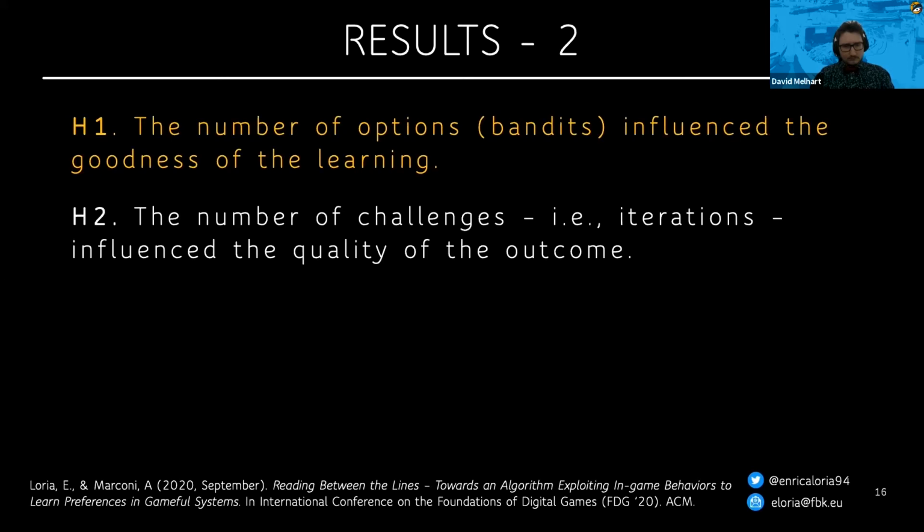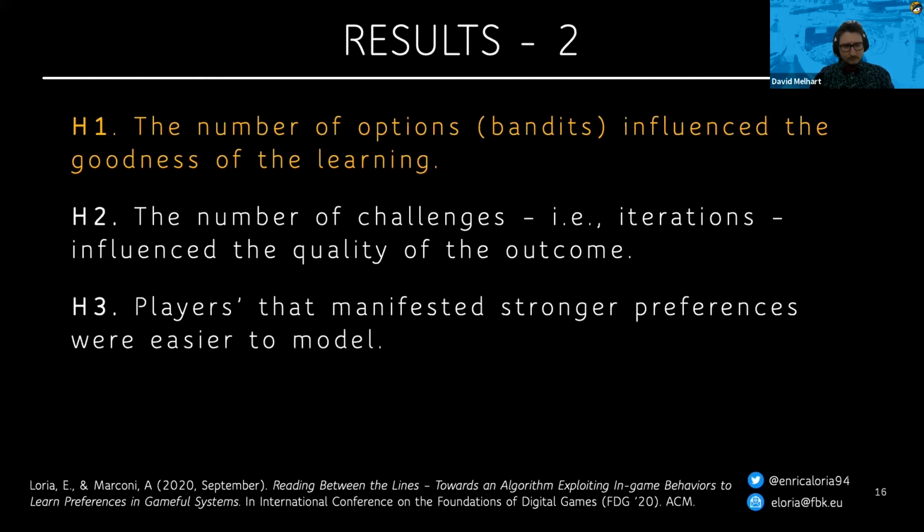Then, we tested the hypothesis by which having more algorithm iterations produced better results. However, that was not the case. In the third hypothesis, we investigated if the strength of preferences players manifested in the explicit choices impacted the performance. Towards this, we measured the relative standard deviation of the preference scores from players' in-game choices, used as ground truth. The algorithm succeeded in learning preferences for players that manifested stronger preferences.